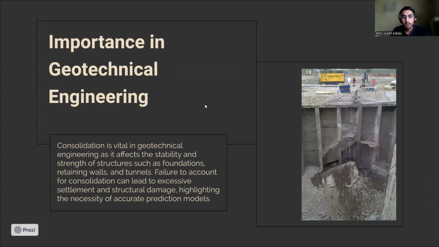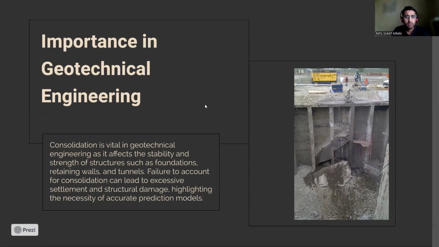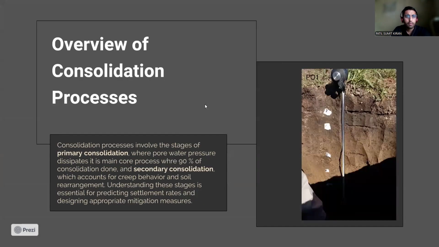We are going to predict how much consolidation is going to happen, and because of that, how much settlement there will be. If there is a settlement beyond the limit, we have to consolidate the soil before construction, so it can stop the further problems that get created in construction sites or buildings. So next is the overview of the consolidation process.